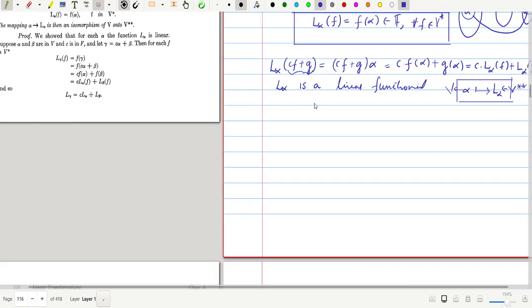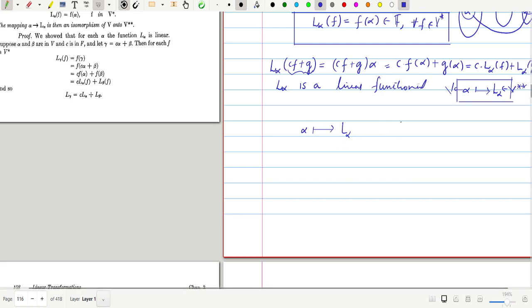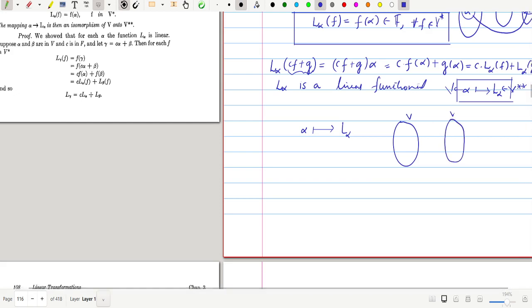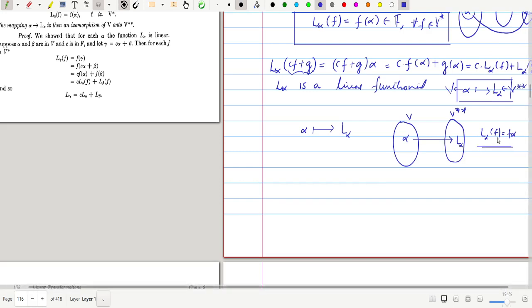Before all this discussion, when you define this L alpha, we can easily verify this correspondence. Alpha is mapped to L alpha. So this would enable us to define a map from a vector space V to the vector space V double star. Okay, so this is alpha here, and this alpha is mapped to L alpha here, and L alpha is defined to be L alpha of F is equal to F alpha. This is the definition of L alpha.